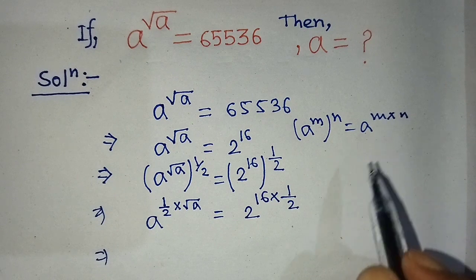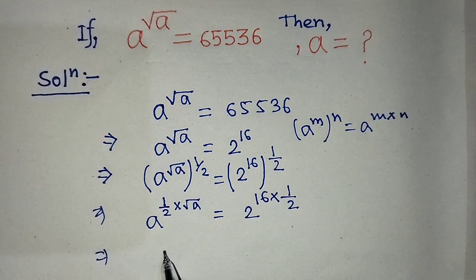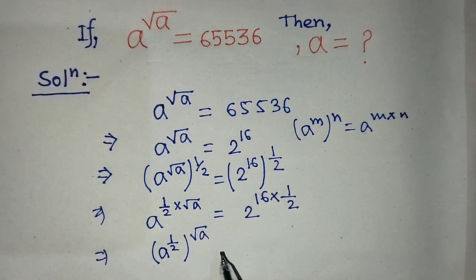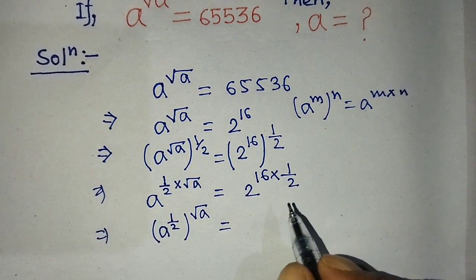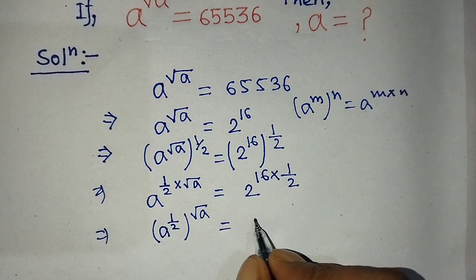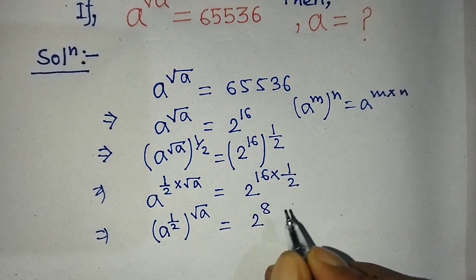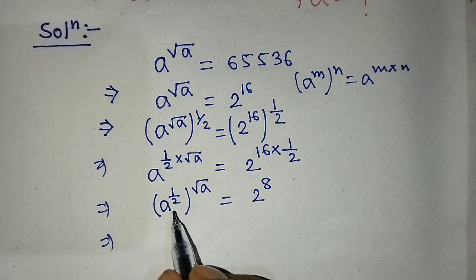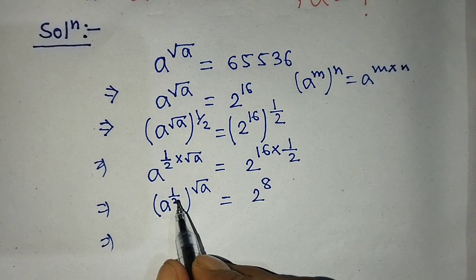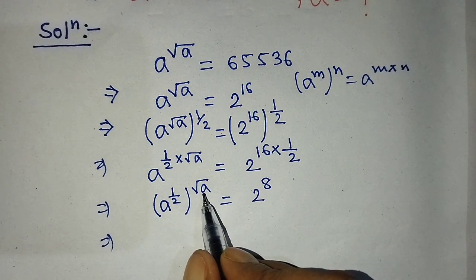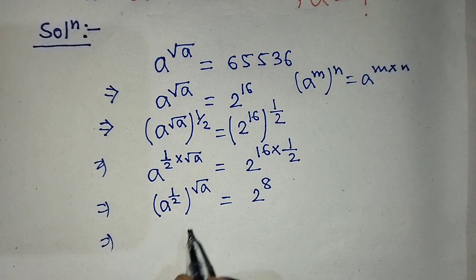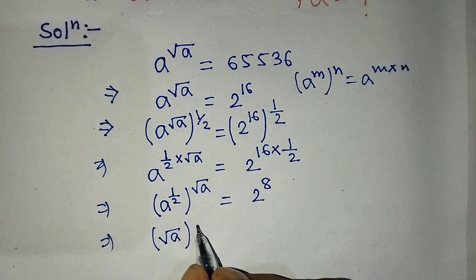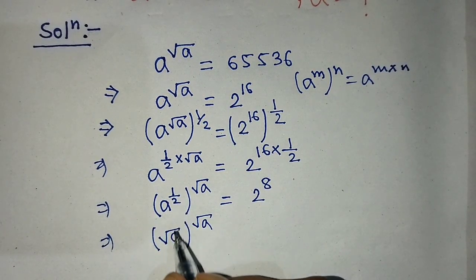Okay, so on the left hand side we have to write a to the power 1 by 2 whole to the power root over of a is equal to, so student, if you simplify this exponential form, then we get 2 to the power 8. Okay student, so my dear student, on the left hand side in the place of base here is a to the power 1 by 2, and in the place of power here is root over of a. So we can write root over of a whole to the power root over of a. Okay, a to the power half, that means root over of a.